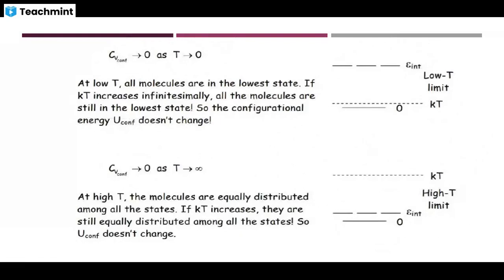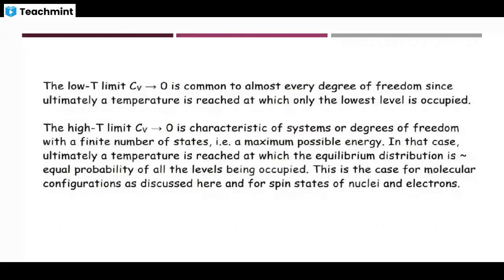At low temperature, Cv equal to 0 is common to almost every degree of freedom, since ultimately a temperature is reached at which only the lowest state is occupied. At the high temperature limit, Cv is characteristic of the system. At high temperature, all states are equally probable, so increasing the temperature also does not change anything.